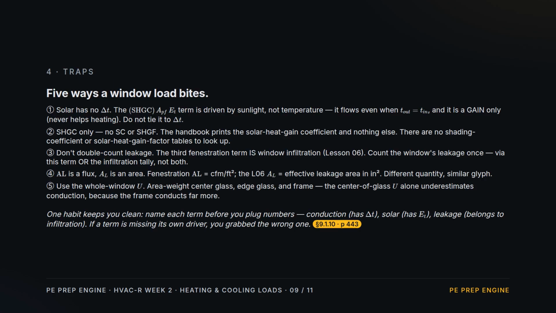Traps. 5 ways this bites. 1. Solar has no delta T. It's driven by sunlight. It's gain only, and it flows even at equal temperatures. 2. The handbook prints the solar heat gain coefficient only. There's no shading coefficient or solar heat gain factor table. 3. The third term is window infiltration. Count leakage once, not twice. 4. The fenestration leakage is a flux, cubic feet per minute per square foot, not Lesson 6's leakage area in square inches. 5. Use the area-weighted whole window U. Center of glass alone lowballs the conduction because the frame leaks heat.